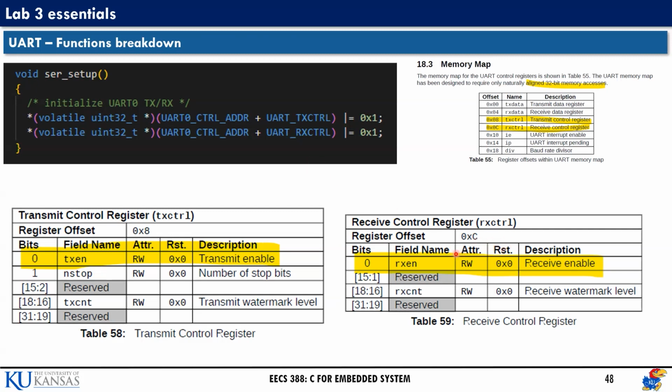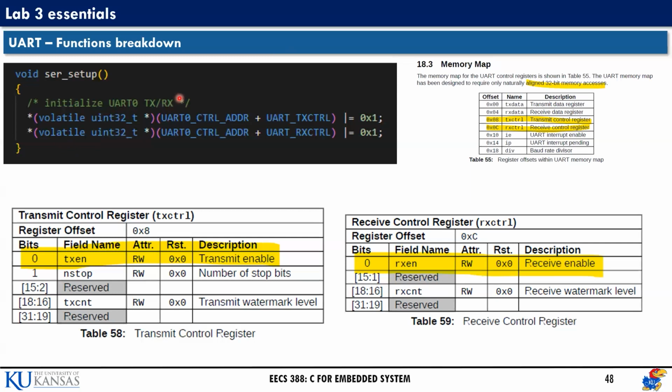Same goes for the receive control register. Bit 0 is for receive enable. If we set 1 to bit 0, we are telling the UART that soon it is going to receive some data, because receive is enabled. We also have other bits, but they are not useful for our purpose. But you can definitely go through the table and understand which bits are doing which kind of operations.